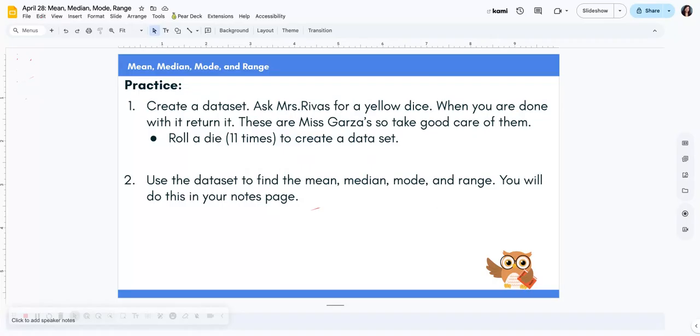Alright, so now you are going to practice. You're going to create your own data set. You're going to roll a die 11 times. Roll it once, record the number you get. Roll it again, record the number you get. Once you roll it 11 times, you're going to have a data set. Then you're going to arrange it in order from least to greatest, and find the mean, the median, the mode, and the range. You will do this in your notes page.